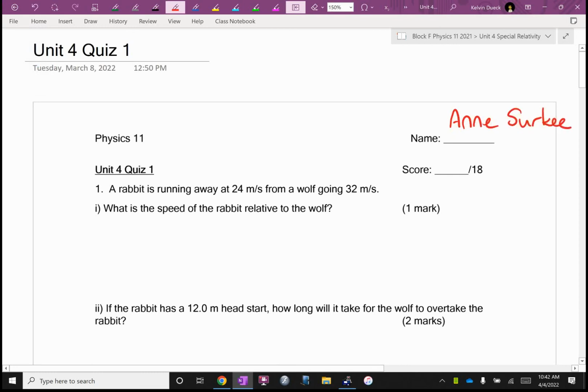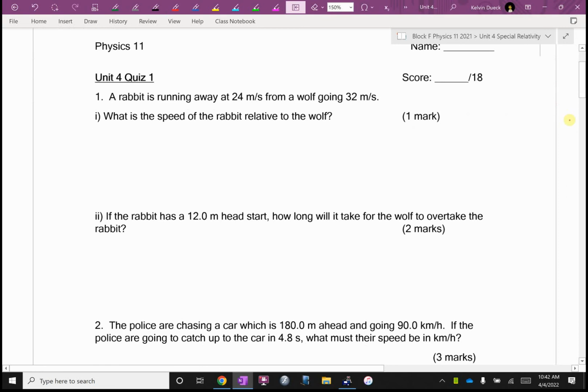Always gets perfect. A rabbit is running away at 24 meters per second from a wolf going at 32 meters per second. What's the speed of the rabbit relative to the wolf? I'm pretty sure it's 8 meters per second. As far as the wolf is concerned, the rabbit's velocity is -8 because the wolf sees the rabbit moonwalking backwards towards it, kind of strangely, but that's what it sees. As far as the rabbit is concerned, the wolf's velocity is +8.